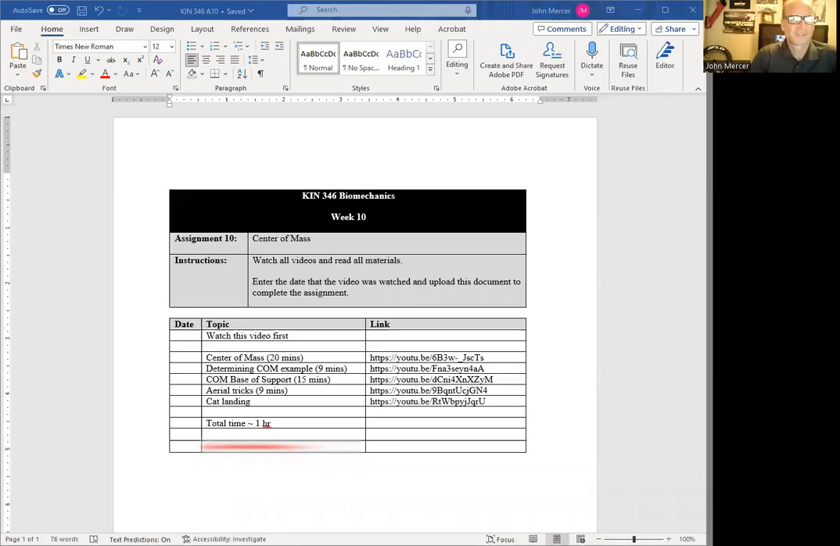Week 10, we're officially in the last third of the semester. We have exam 2 this week, same format as exam 1, and I'll post some more information in the announcements on the exam. The exam is focused on kinetics, both linear and angular kinetics.